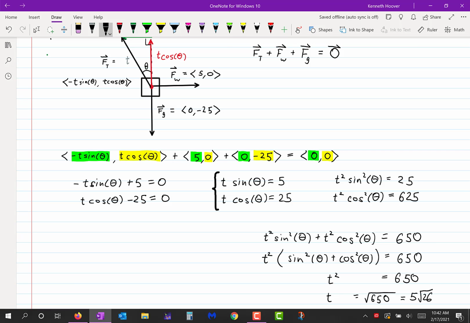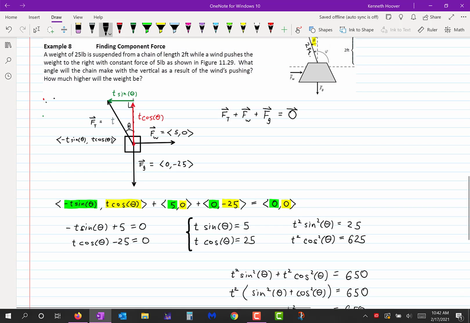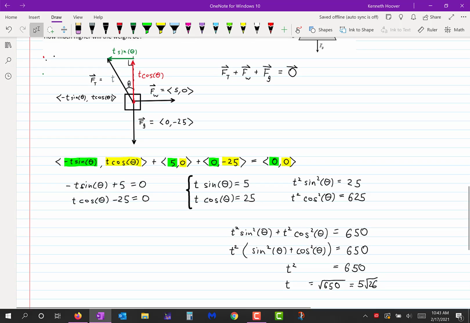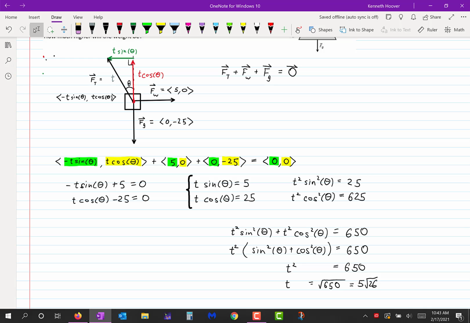Okay, now let's go back to the question. Did they ask us for that? They didn't, did they? They just said, what's the angle theta and how much higher will the weight be? So that's not my final answer. But let's remember these two equations right here, and let's pick one. I'm going to pick the cosine equation. I like cosine a little bit better than sine myself.